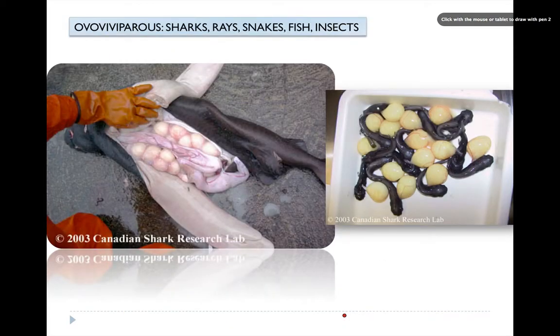Here's an example of an ovoviviparous type of animal. Here we have a shark, and you can see that the newborns come out of these eggs right here, and they'll be alive in the mother until she releases them. So it's kind of a softer egg, and a number of them will be alive inside of the mother before she releases them. Rays are like that.